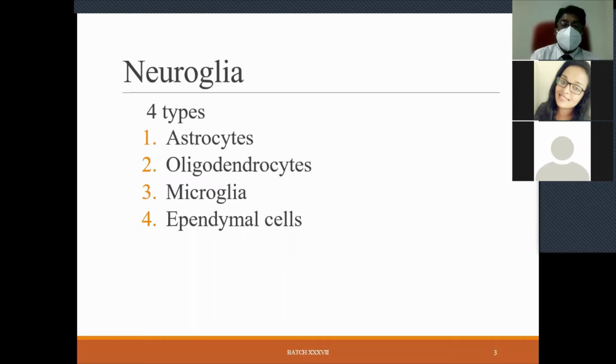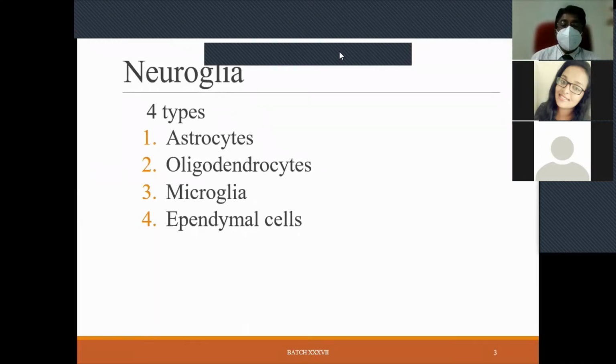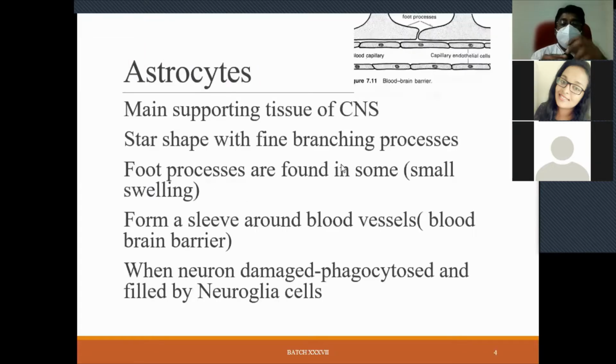So there are four types of neuroglia in the central nervous system. Those are astrocytes, oligodendrocytes, microglia, and ependymal cells. Right? There are four types: astrocytes, oligodendrocytes, microglia, and ependymal cells. So let's have a look at the first type of cells, astrocytes.